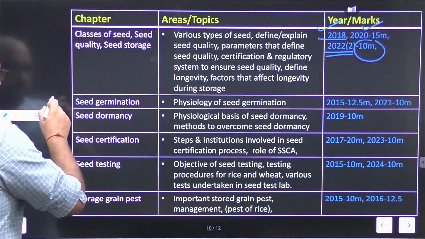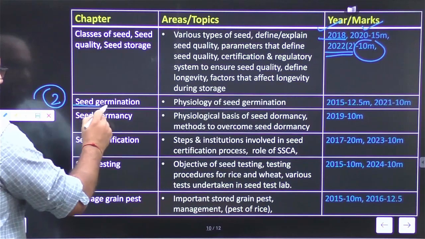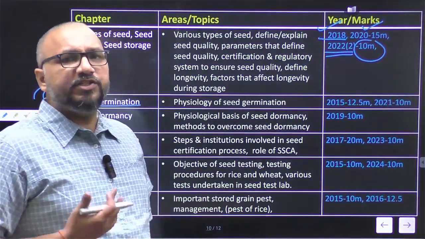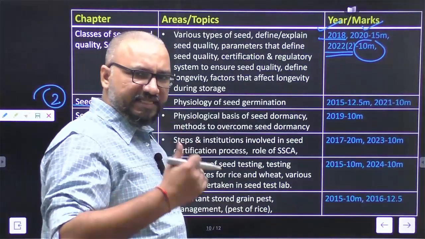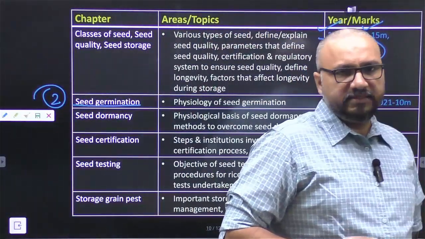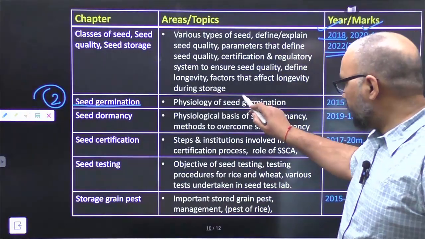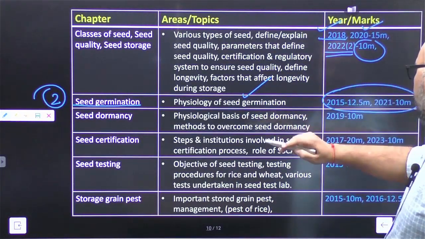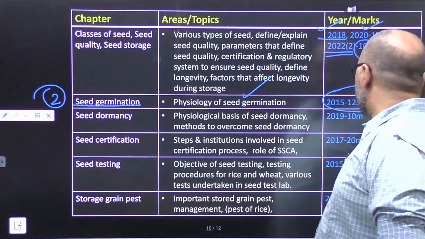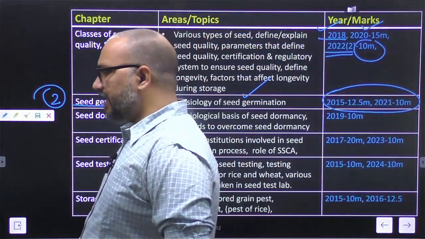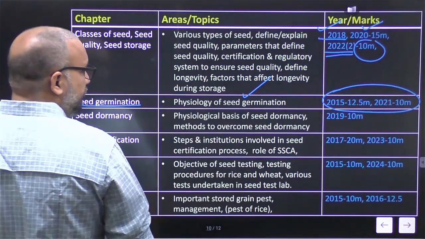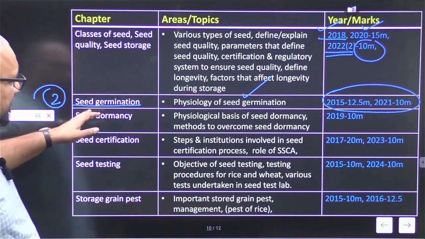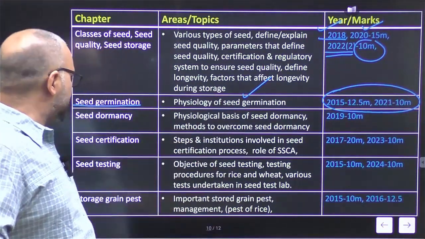Now coming to chapter 2, that is seed germination. So mainly they will ask you the physiology of seed germination, what are the different steps in seed germination. So physiology of seed germination, and in the last 10 years 2 times the question has appeared, once in 2015 and second time in 2021 for 12.5 and 10 marks. So seed germination is not that important.